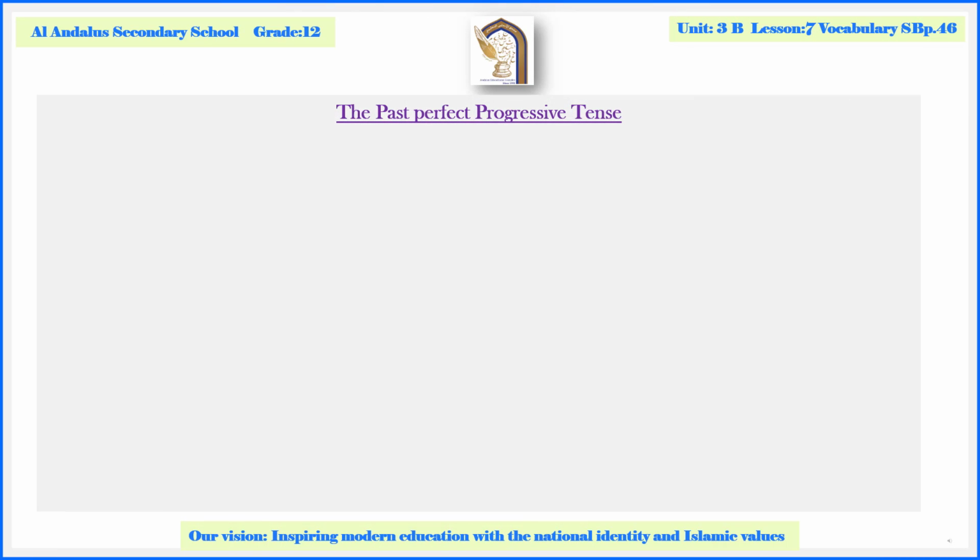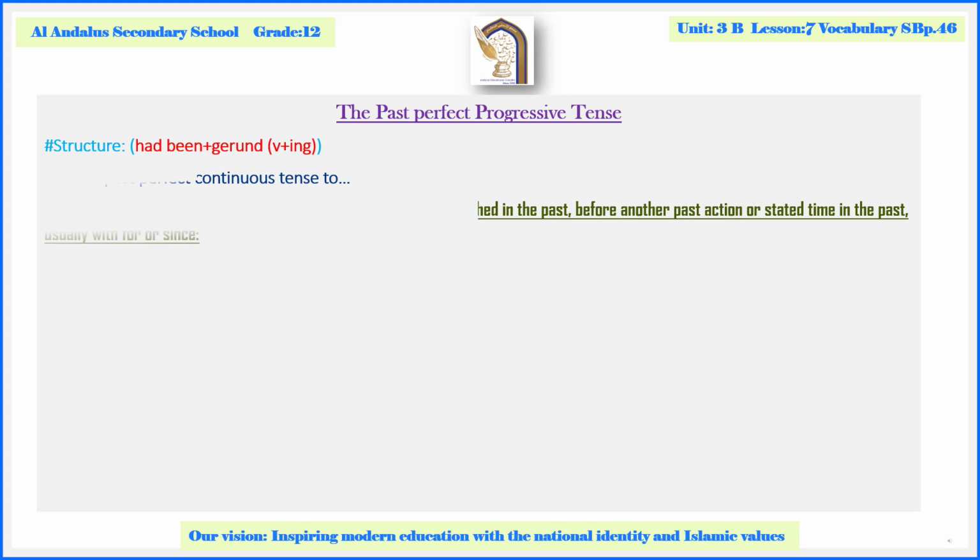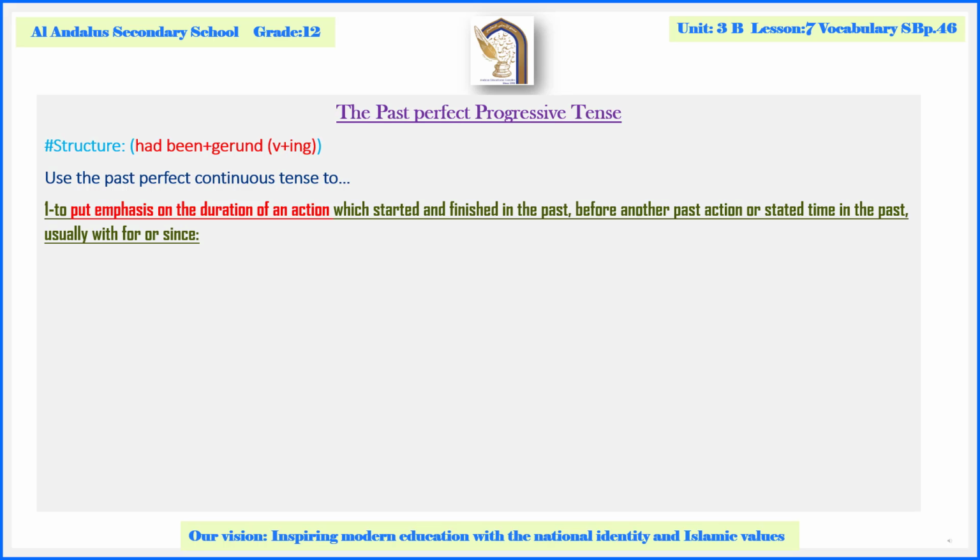Dear students, now we have to deal with the past perfect progressive tense. First, let's check the structure of the verb. Yes, the structure of the verb should be had been plus the present participle or the gerund. The present participle or the gerund is a verb plus ing. So, what is the past perfect progressive used for? Number 1, to put emphasis on the duration of an action which started and finished in the past before another past action or stated time in the past, usually with for or since.